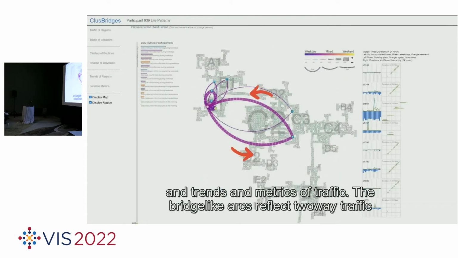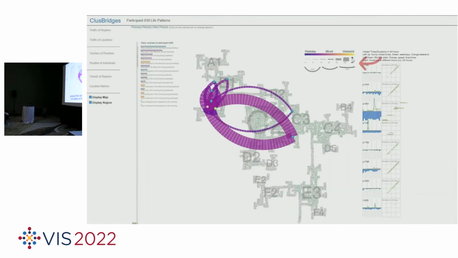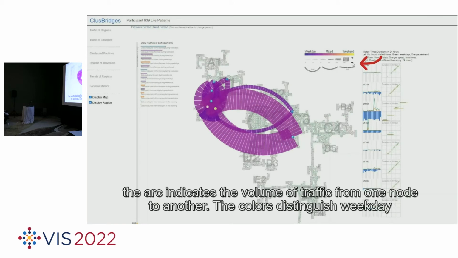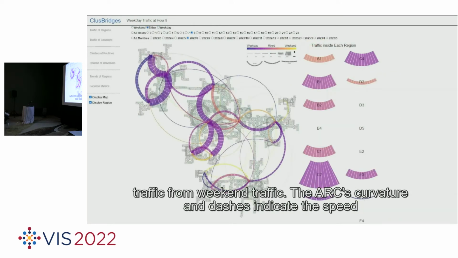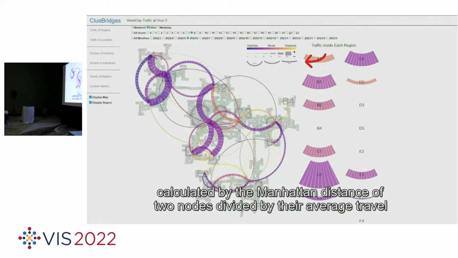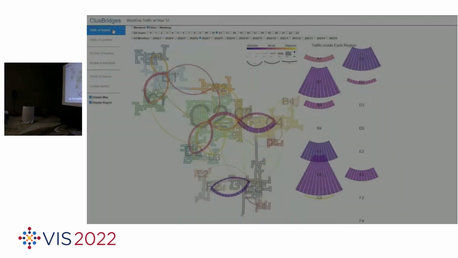The bridge-like arcs reflect two-way traffic patterns from one location to another, using the convention of right-hand traffic. The width of the arc indicates the volume of traffic from one node to another. The colors distinguish weekday traffic from weekend traffic. The arc's curvature and dashes indicate the speed, calculated by the Manhattan distance of two nodes divided by their average travel time. The straighter the arc, the faster the speed is.